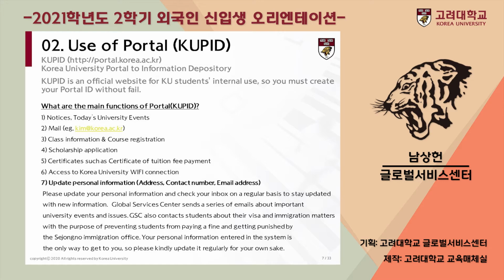Now let's take a look at the university portal, usually called Cupid. It is our university's website that every Korea University student, both local Korean and international students, must register and create an ID on. Through Cupid, you can check important notices, academic calendars, apply for scholarships, update your personal information, and more. Also, once registered, your Korea University email account is created, so you can access your school email here and use our university Wi-Fi if needed.